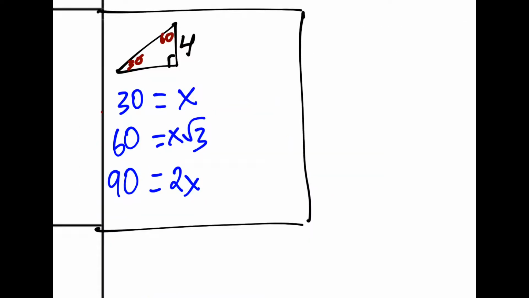So the last example, this time I'm given across from 30, which is probably the easiest case because that's just x is equal to 4. So this becomes 4 root 3 and this becomes 8. And I'm done.